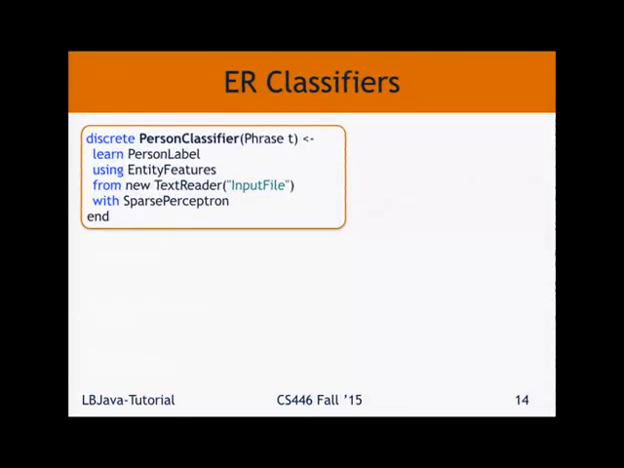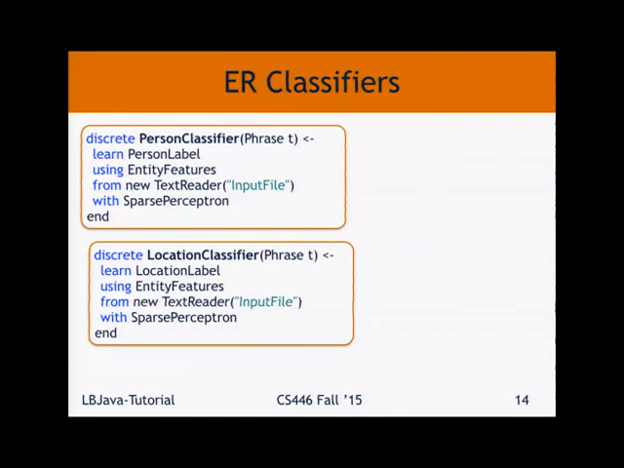So we have three classifiers, simply, as you saw for the spam classifier. I have a person classifier. I have a location classifier. I can just chunk my text based on spaces or whatever. Assume that you have some tool that gives you chunks of text. And then you write a classifier, we call it phrase here. It gives you the phrases, and then you write a phrase classifier that says person, not person, right? I use the person label, it uses features, I have some input file, and I use a sparse perceptron to train this. I have another classifier, which is called the location classifier. These are just binary classifiers.